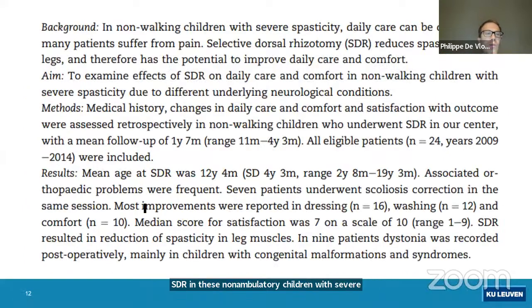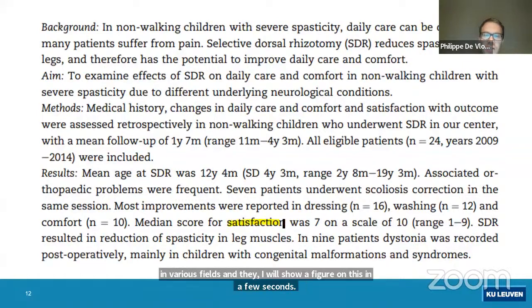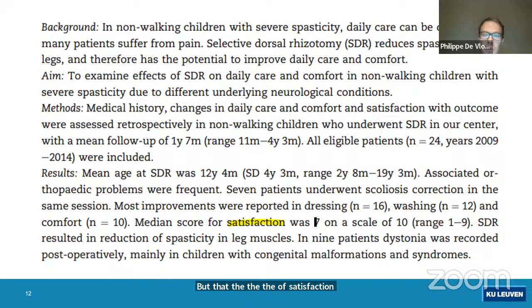And so these are a few conclusions from their paper on that. You can see that there were improvements in various fields, and I will show a figure on this in a few seconds. But the grade of satisfaction was also very high, and parents reported about a 7 on a 10 scale satisfaction rate.